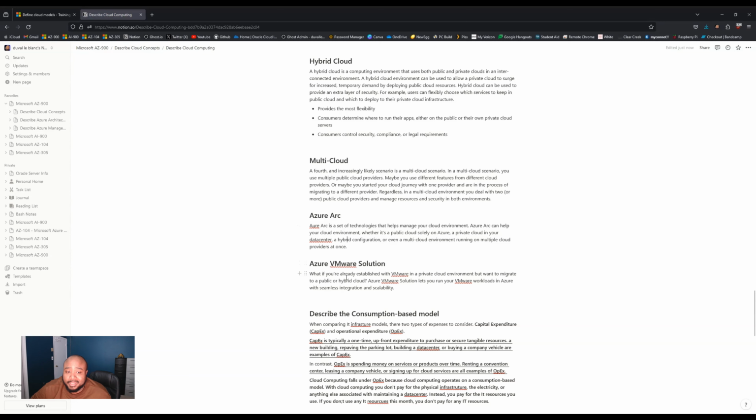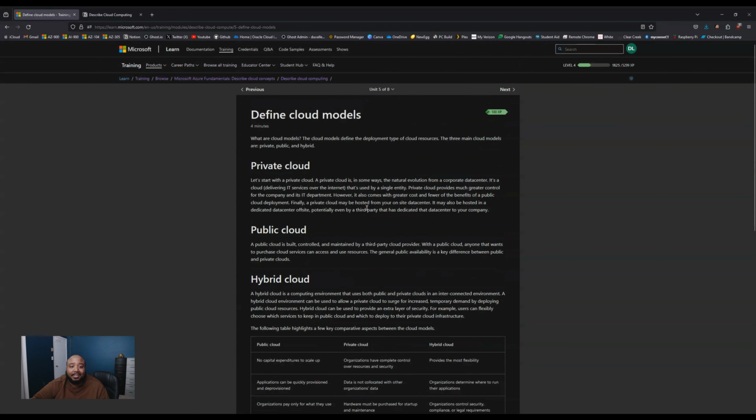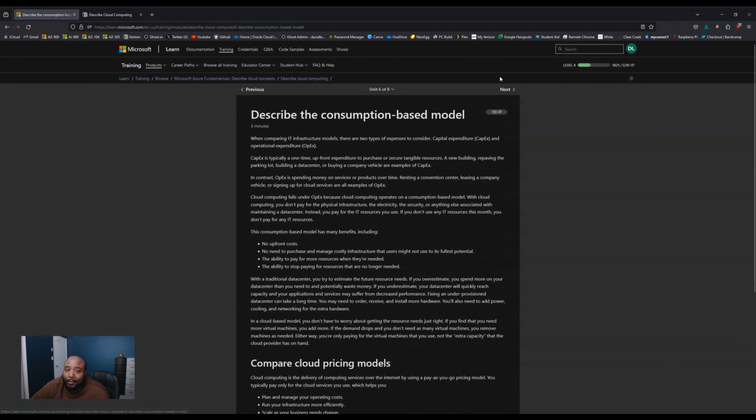And the last part of this section is Azure VMware Solution. So what if you're already established with VMware in a private cloud environment or want to migrate to a public or hybrid cloud? Azure VMware Solution lets you run your VMware workloads in Azure with seamless integration and scalability. So that's pretty much that one. This module here, we're almost halfway done.